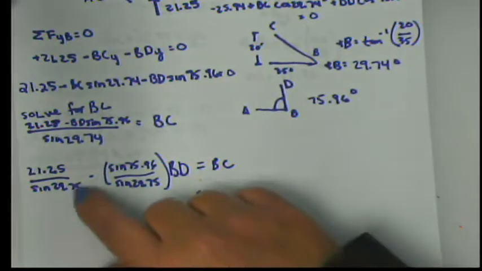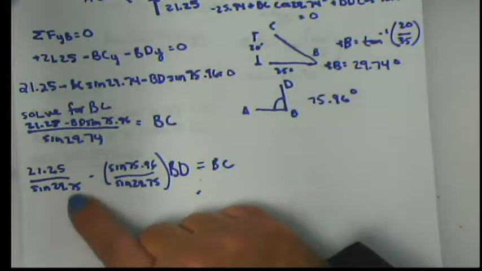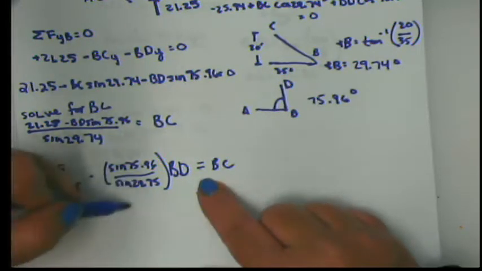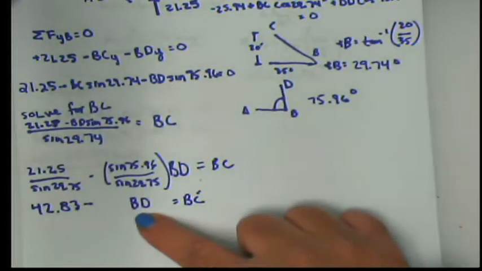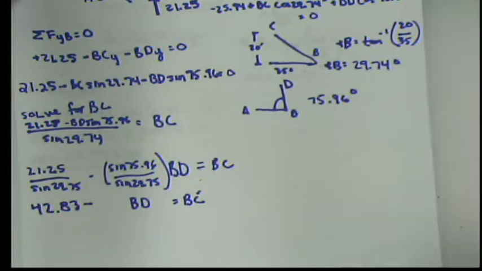But what is 21 point, oh, go ahead. That should be 42.83. This? Yeah. Great. And sine of 75.96 divided by the sine of 29.75.